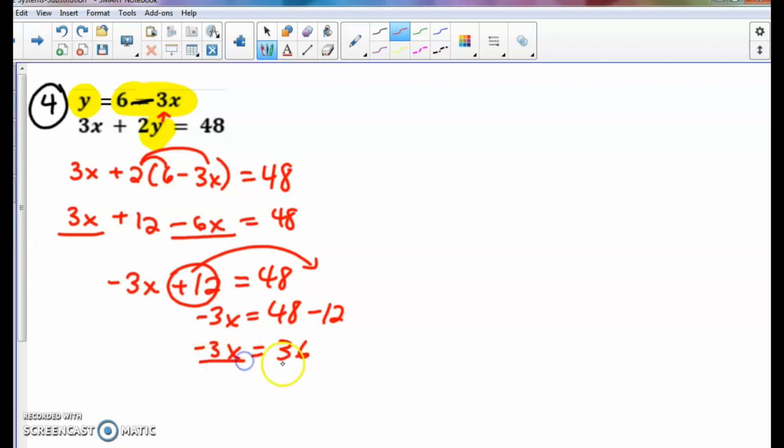Now the last step to get x by itself is to divide both sides by 3. Sorry, negative 3. So divide both sides by negative 3. And x equals negative 12.